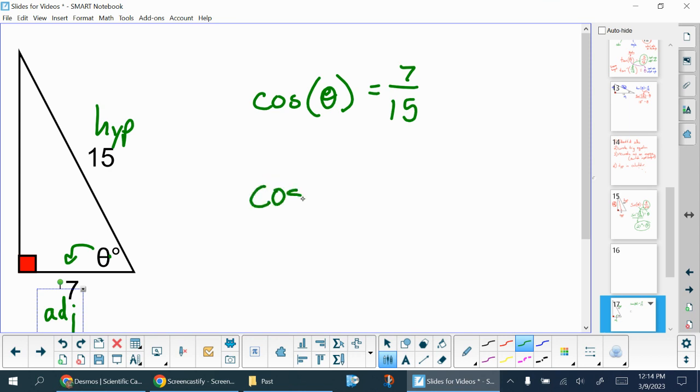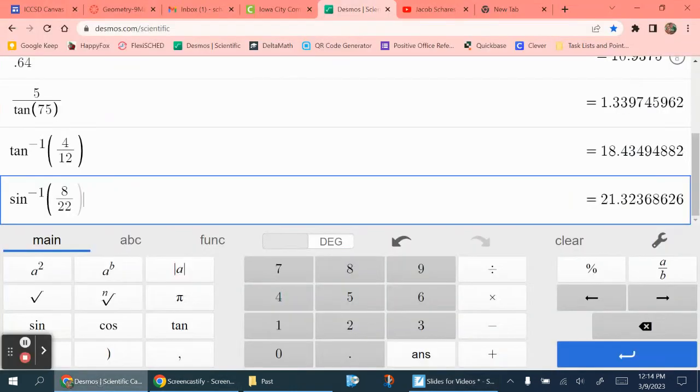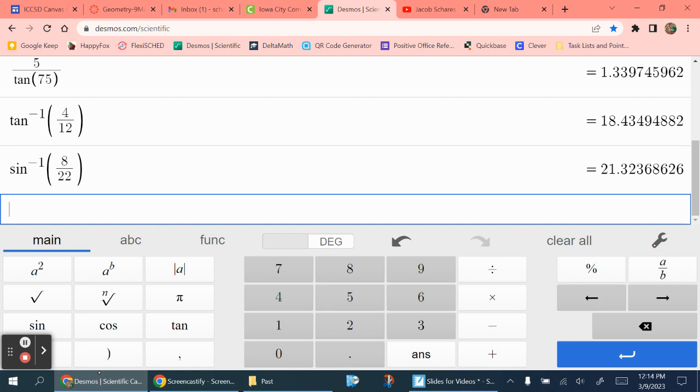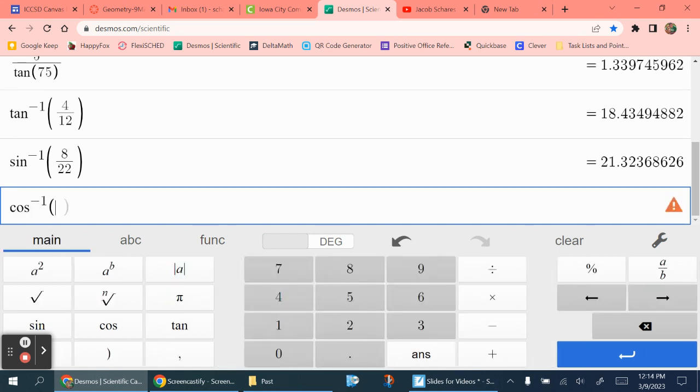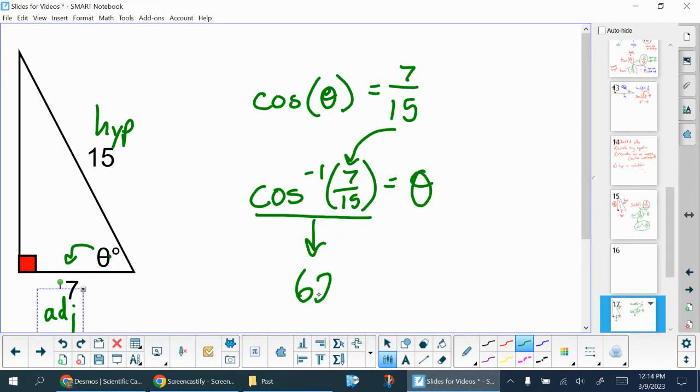Then I will rewrite this as an inverse. Inverses just mean that I've switched the inputs and the outputs. So I'm putting the ratio into the inverse cosine, and I'm going to get out my theta. Then I will just type that straight into my calculator. Inverse cosine of 7 over 15. And that says it is 62.1, so 62 degrees. That is all there is to solving for angles.